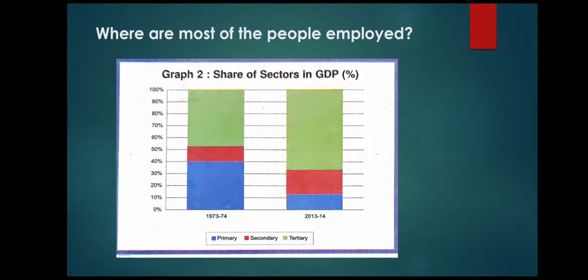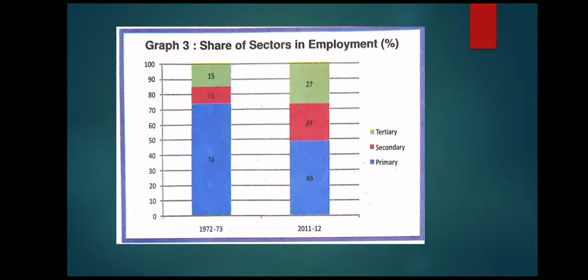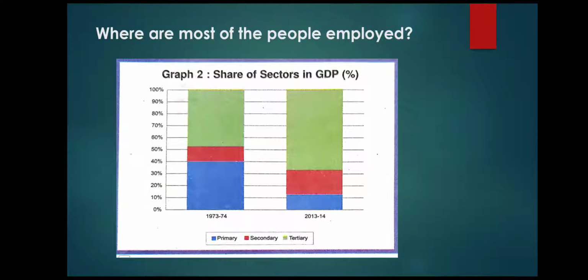Now the next subtopic is, where are most of the people employed? This subtopic has got two graphs, that is graph 2 and graph 3. Let us see graph 2 first. Graph 2 is talking about the share of sectors in GDP. So again, the colors denoting the sectors are the same. Blue is for primary, red is for secondary, and green is for tertiary.